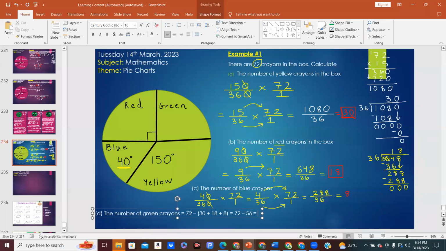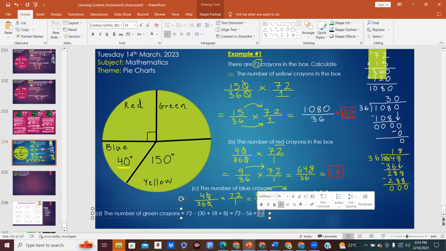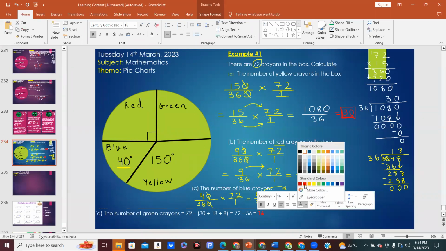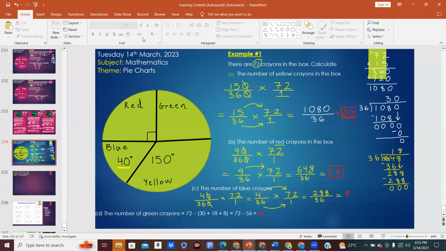And 72 minus 56 is what? 72 minus 56? 16. Yeah. So the amount of green that we have is 16.